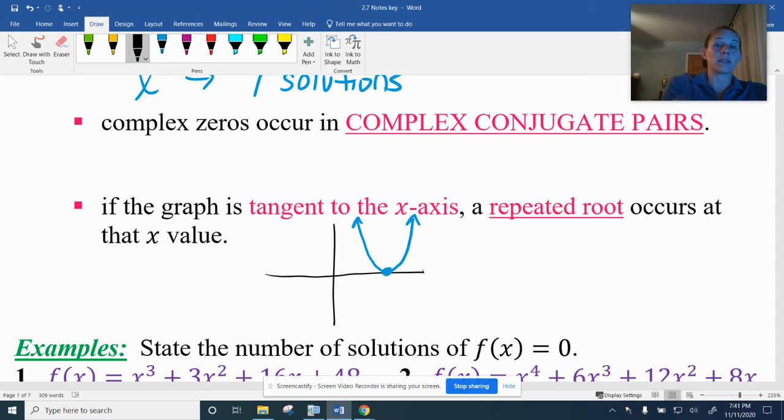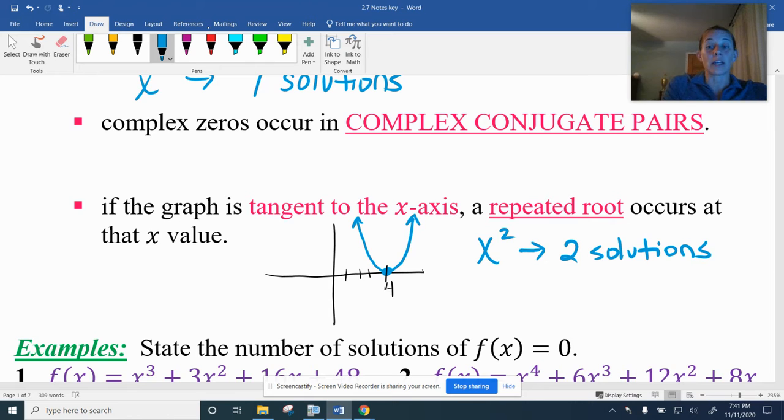So in this situation, let's just pretend that this value is positive 4. So if I had a set of solutions here, and let's say this was an x squared polynomial, meaning I would have 2 solutions. In this particular case, both of my solutions would be 4 because this is a repeated root, because the graph will just touch the x-axis in that one location, meaning it's tangent. So that number there is counted twice.